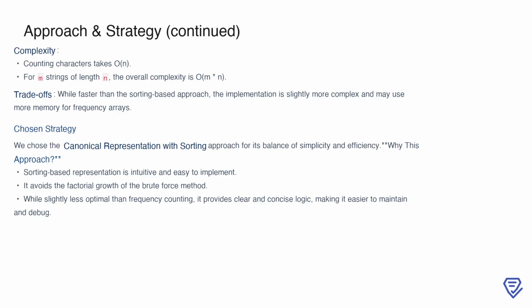After evaluating both methods, the sorting-based canonical representation stood out as the preferred strategy. While frequency counting offers slightly better performance, the clarity and simplicity of sorting make it easier to implement and debug. Additionally, sorting avoids the factorial growth of the brute force method, striking a good balance between efficiency and maintainability.